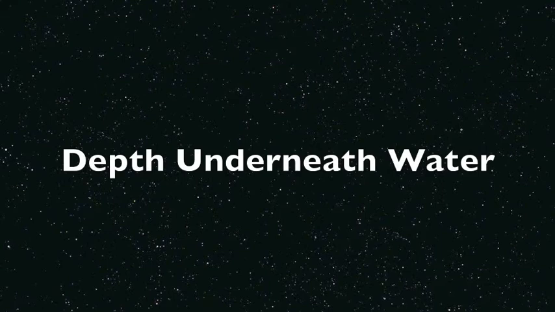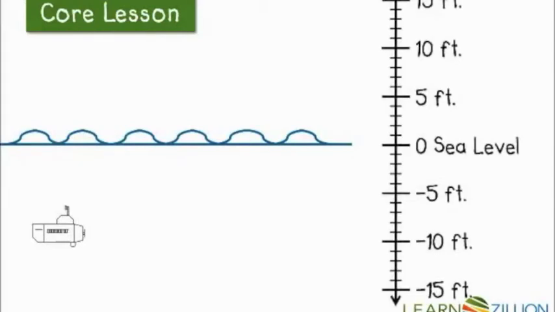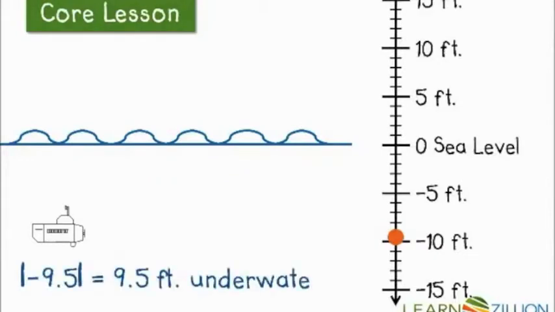Now let's take a look at depth underwater. Say for example, you're in a submarine and it's at -9.5 feet underwater. If we take the absolute value of this number, we get how far away from sea level the submarine actually is. So the absolute value is 9.5 feet. And we can say the submarine is 9.5 feet below sea level.